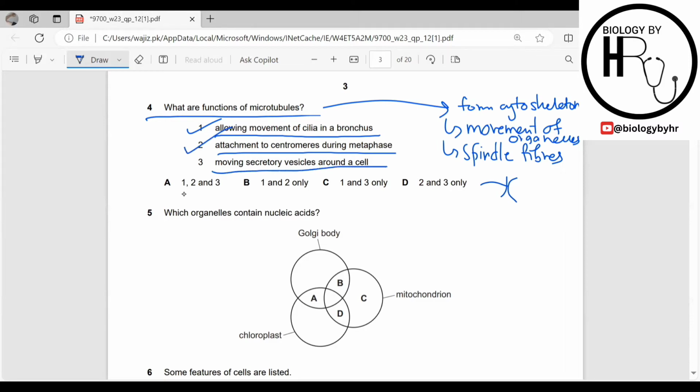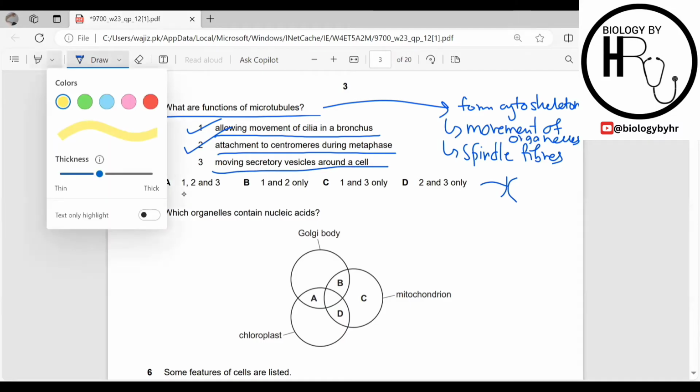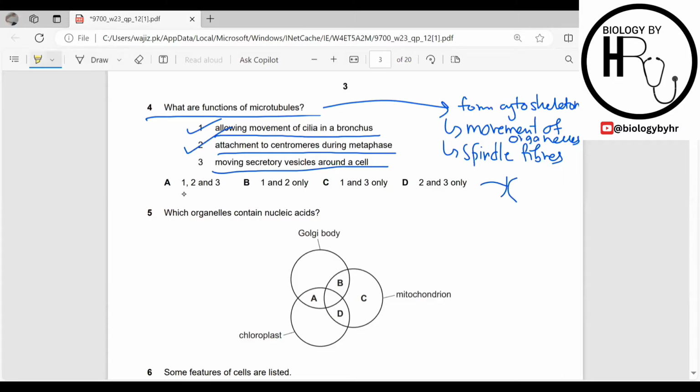Moving secretory vesicles around the cell. Yes, movement of the organelle is a function of the cytoskeleton. Sorry, the function of the spindle microtubules. So this is also the right answer. Hence the answer over here is coming to be A. All the statements are correct, 1, 2 and 3.